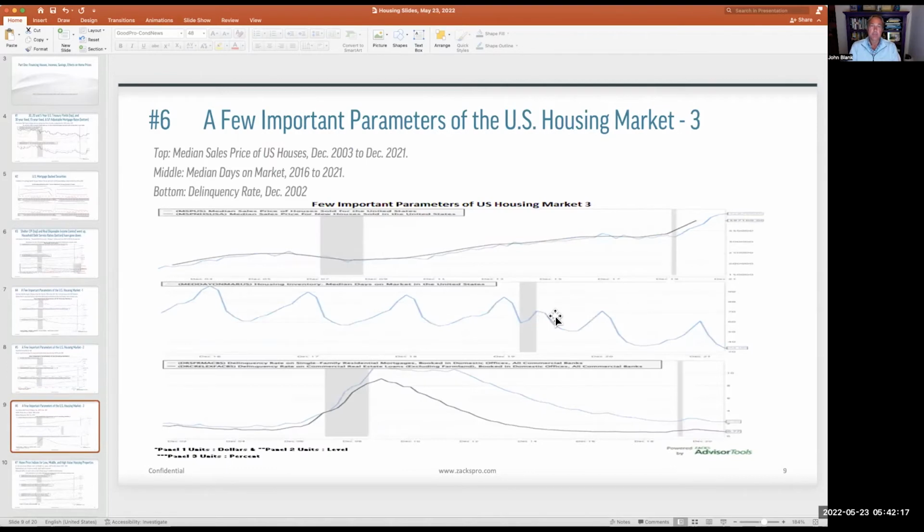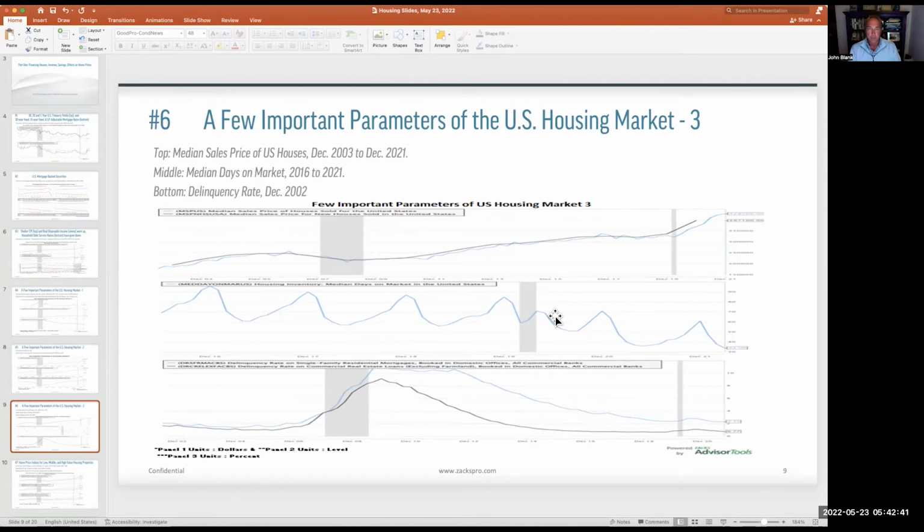Number 6, top channel here, median sales price of U.S. houses is extremely high. That will be either of these points. I've got the median in black and the homeowners sold for the United States in blue, and you can see that both are at record highs. You can also see in the middle that housing median days in the market is at a record low.